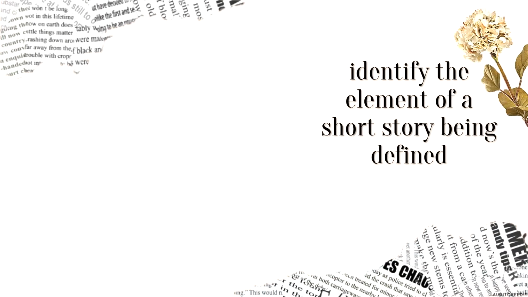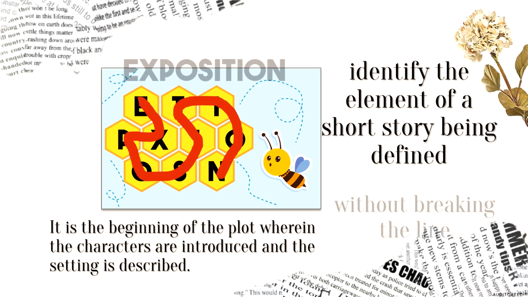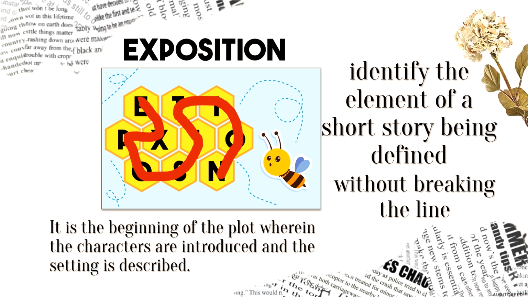In this game, all you have to do is to identify the element being described. As you can see, jumbled letters as clues are provided, and all you have to do is trace and connect the letters to form the word that we are looking for. For example, it is the beginning of the plot wherein the characters are introduced and the setting is described. The answer is exposition. So as you can see, we trace the letters to form the word without breaking the line.